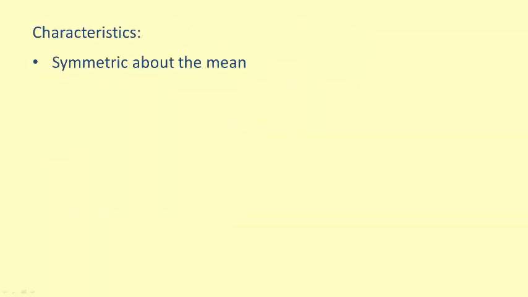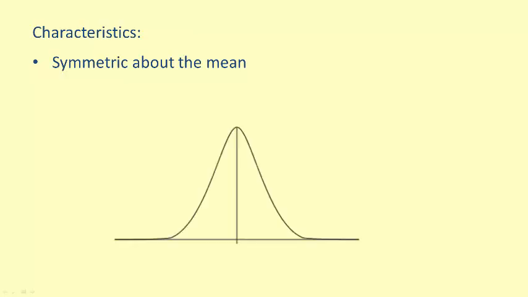The normal distribution is symmetric about the mean. Here is a typical drawing of the normal curve. We refer to this as the bell curve because the curve has a bell-like shape. The characteristics of the bell curve are defined by two key parameters, the mean, mu, and the standard deviation, sigma.